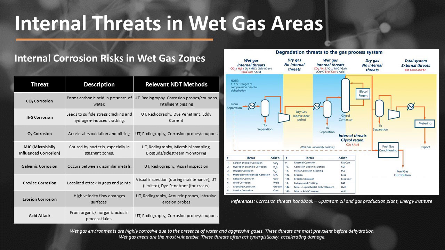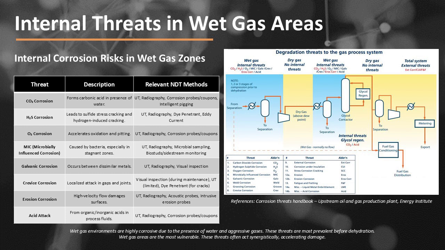Number 2 is H2S corrosion threat, leads to sulfide stress cracking and hydrogen-induced cracking. Relevant NDT methods to detect H2S corrosion: ultrasonic thickness test or UT, radiography, dye penetrant and eddy current. Number 3 is oxygen or O2 corrosion threat, accelerates oxidation and pitting. Relevant NDT methods to detect oxygen corrosion: ultrasonic thickness test or UT, radiography, corrosion probes or corrosion coupons.